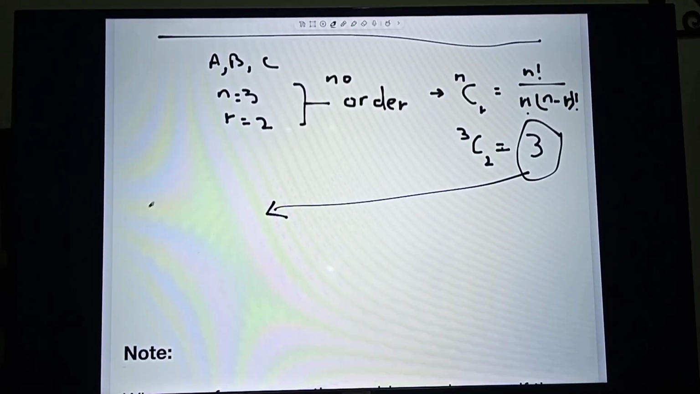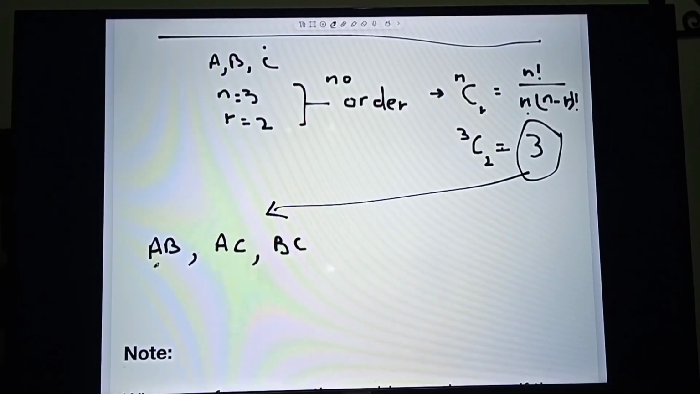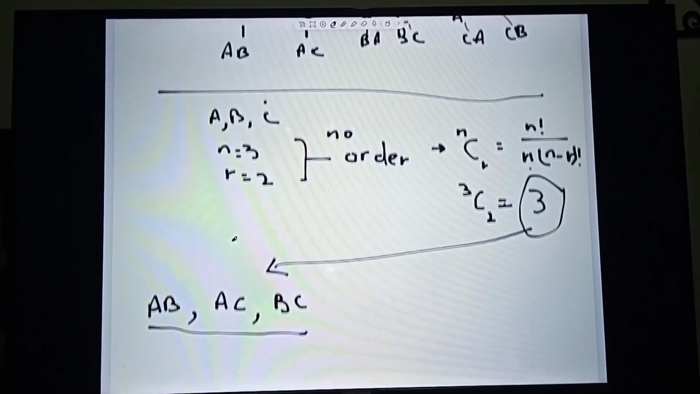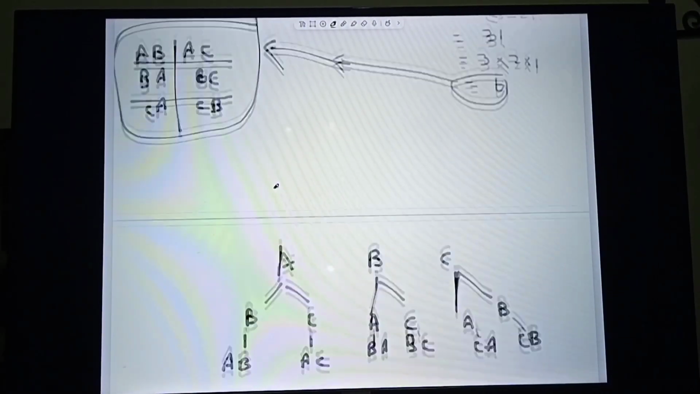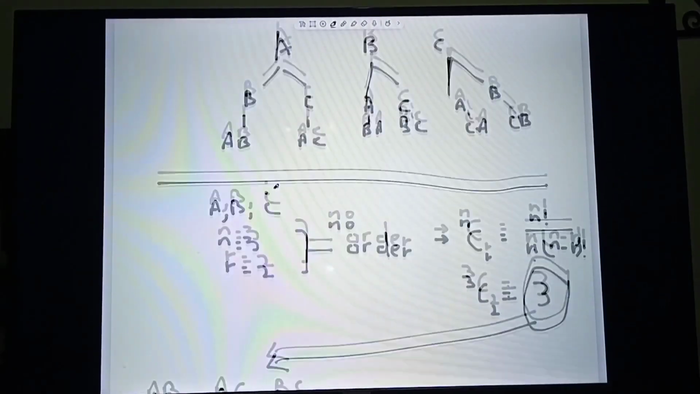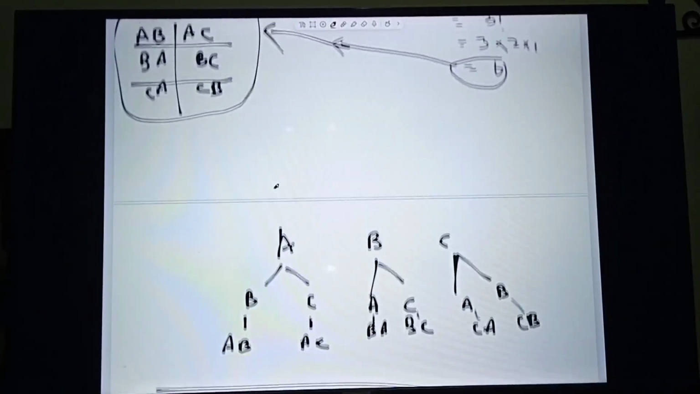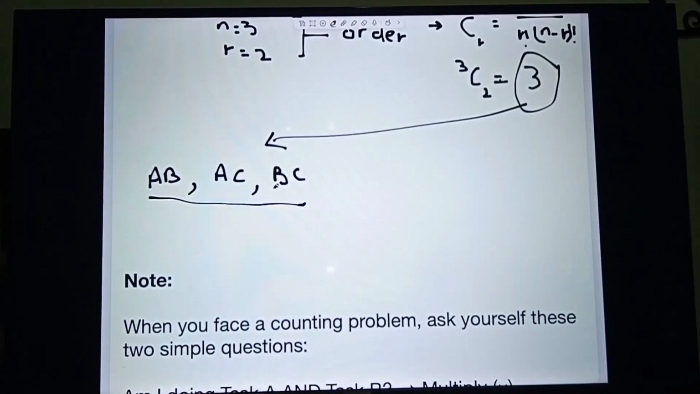A will go with B, then the second pair will be A with C, and then the last option left, B will go with C. So only 3 arrangements are possible when you don't consider order. Here, 6 options are possible of arranging 2 books on a shelf when there are 3 books. So this is the main difference between combination and permutation.